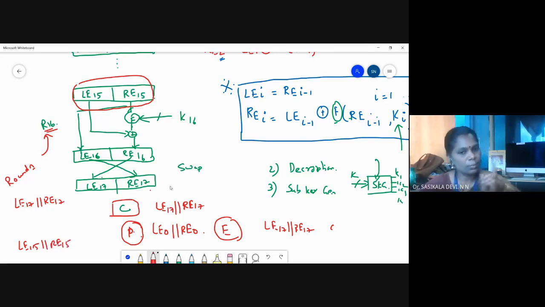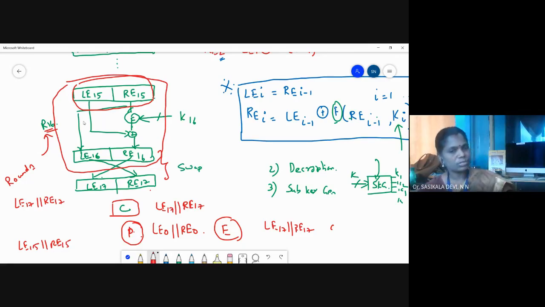But keep one thing in your mind. To avoid a side channel attack, we have introduced a swapping at the end. So if you undo the effect, you can concentrate only on this, because in the decryption round, the final operation is also swapping. So if the input is LE17, RE17, we are expecting the swapped output, RE15 concatenated with LE15.